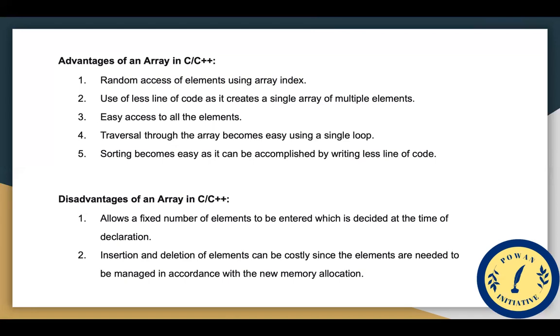Now moving on to some disadvantages. As a coin has two faces, it also has some specific disadvantages. That is, it allows only a fixed number of elements to be entered, which is decided at the time of declaration. As we have seen, this is a major drawback, that you have to define a maximum size of the array that you want. This becomes a tough task when you have a variable database. So that's a small drawback.